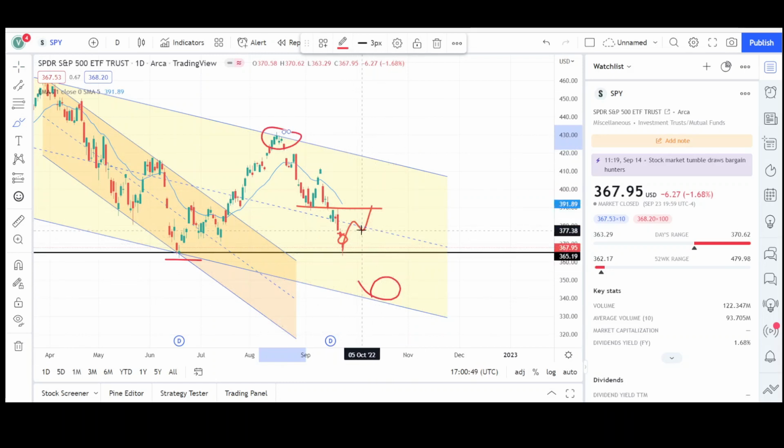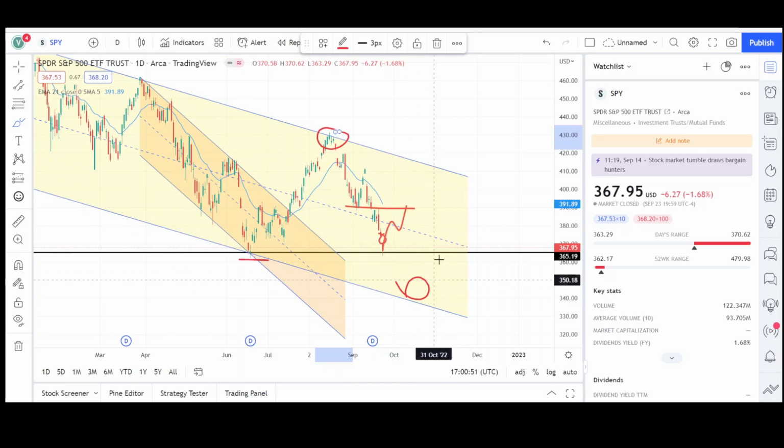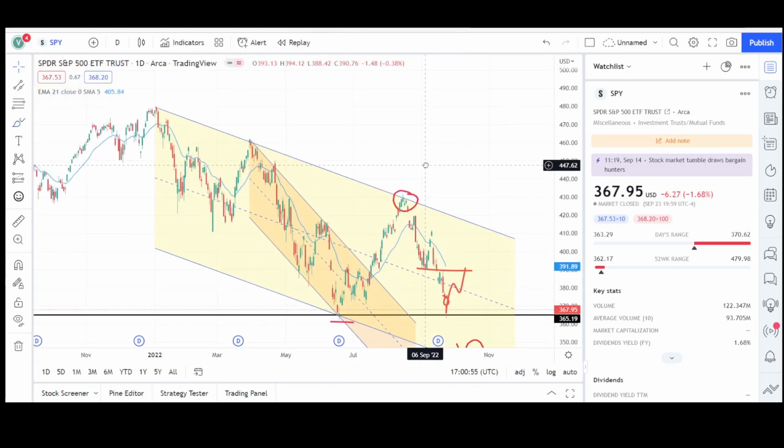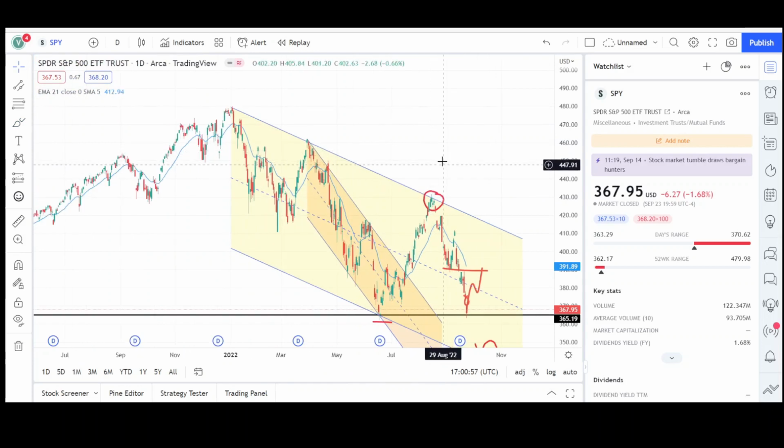In the short term, we should see a bounce. It's just more likely to occur, but I'm still bearish. I think we're going to continue lower. I don't think this is it, and I'll give you more reasons why on the weekly chart.